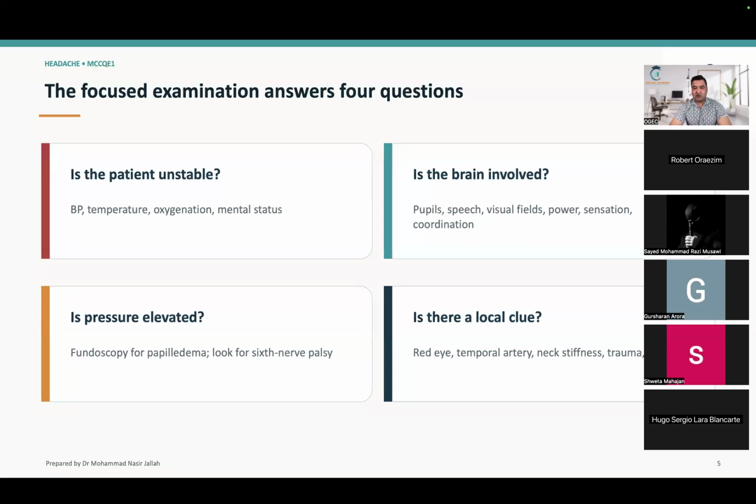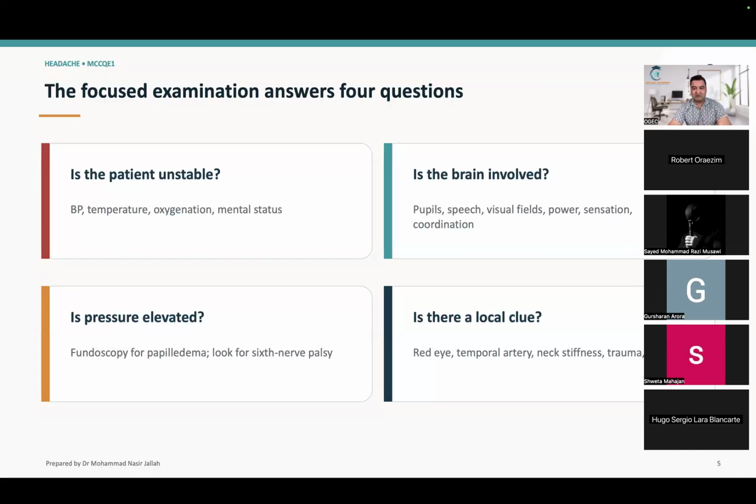The focused examination answers 4 questions. If you're doing an examination, especially for those of you who are doing the NAC OSCE, first: is the patient unstable? If the patient is unstable, I don't care about the diagnosis. I have to stabilize my patient first. This is the first question that I need to answer. If the blood pressure is abnormal, I have to fix it. Same for temperature, oxygen, or if the patient's mental status is compromised. Second: is the brain involved? Check the pupil, speech, visual field, power, sensation, or coordination.